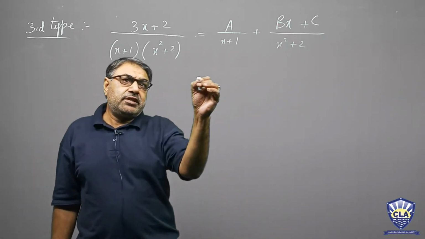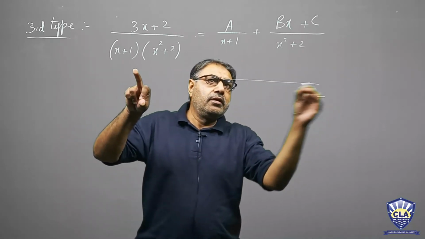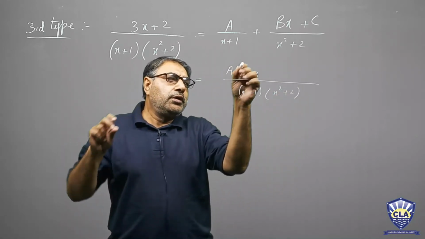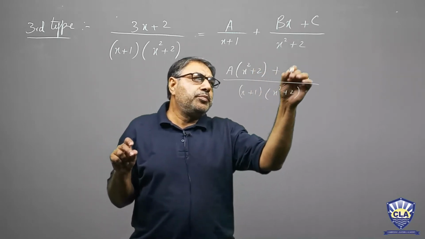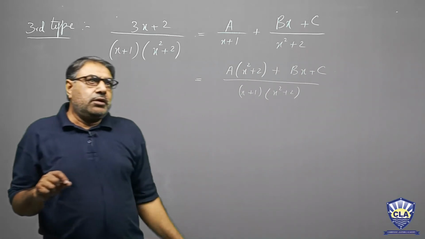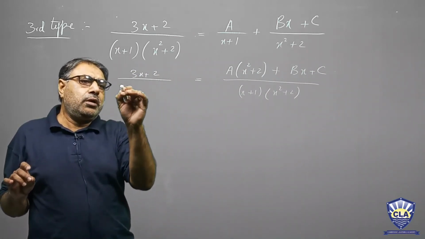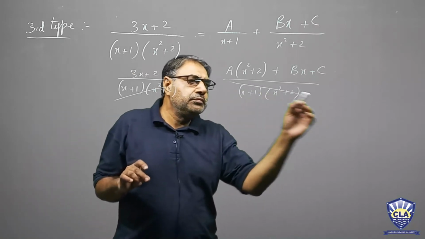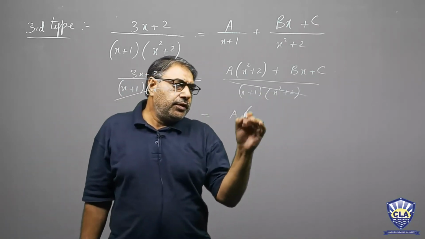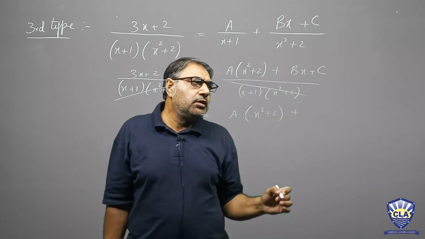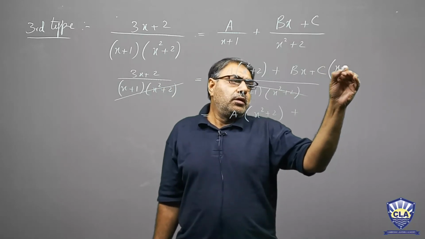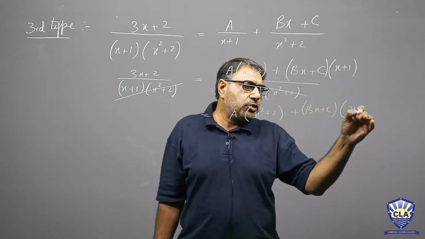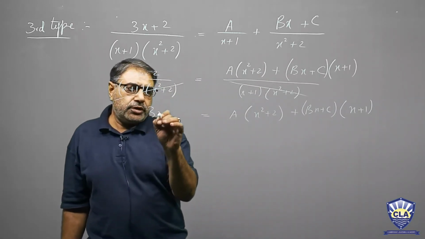Now the second step is to take the LCM, and the LCM will be the same: x plus 1 and x square plus 2. A over x plus 1 plus bx plus c over x square plus 2 equals 3x plus 2 over x plus 1 and x square plus 2. Denominator cancels: a into x square plus 2 plus bx plus c into x plus 1 equals 3x plus 2.